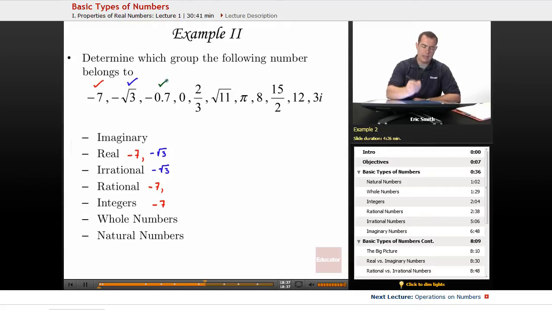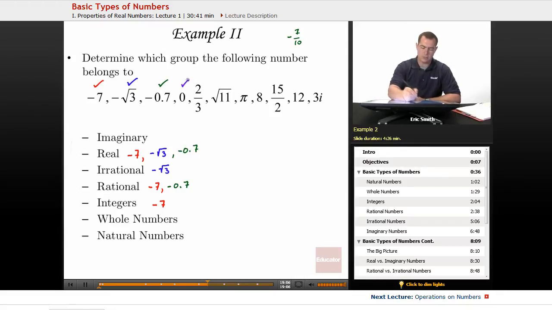Moving on. -0.7. It is a type of real number. This one can be written as a fraction. It's -7/10. So let's go ahead and put it in our rational category. Okay, can we go any farther from there? Well, unfortunately not, because it contains those decimals. And integers don't contain decimals, so we can stop classifying that one.